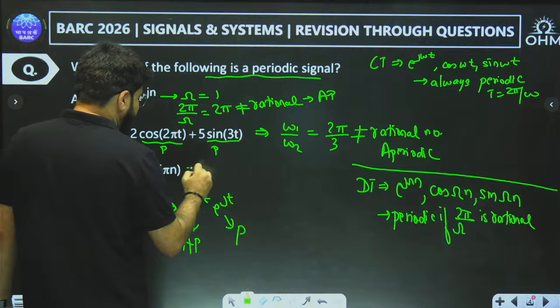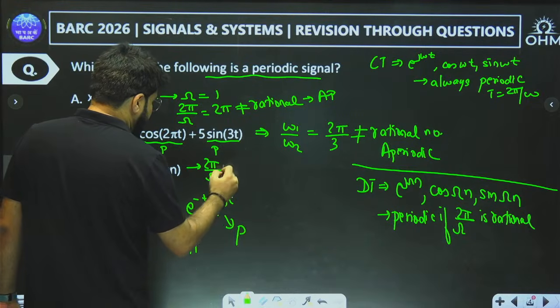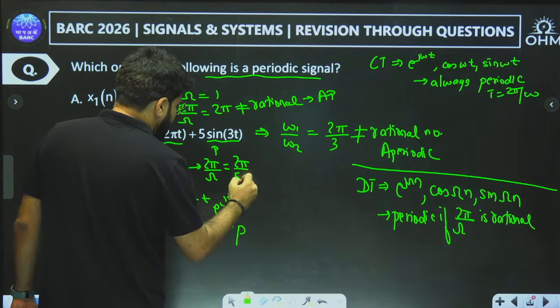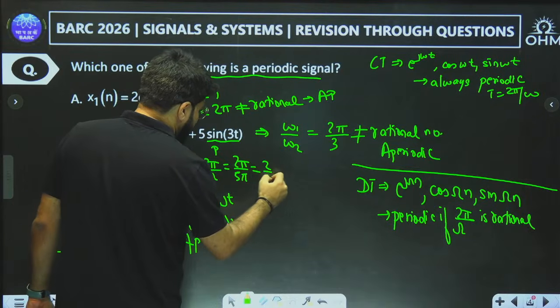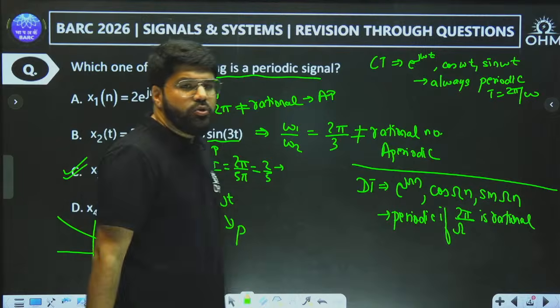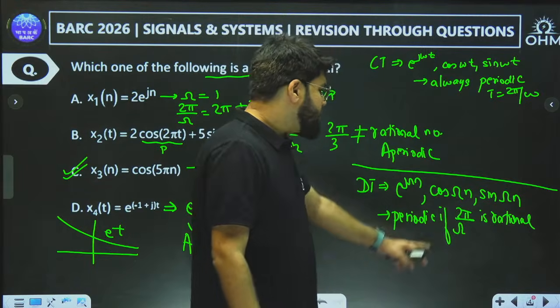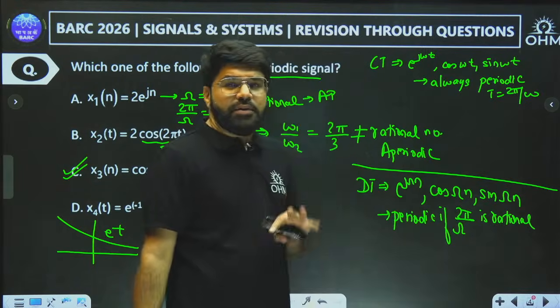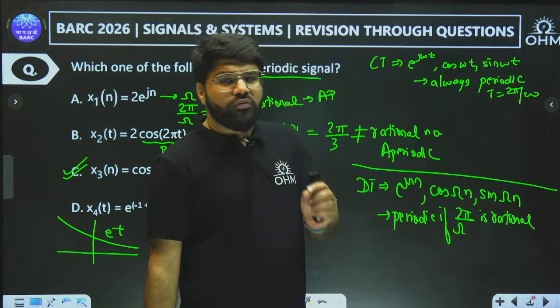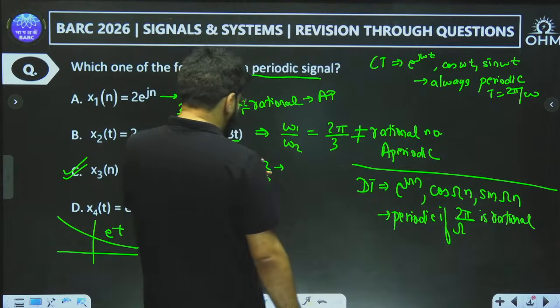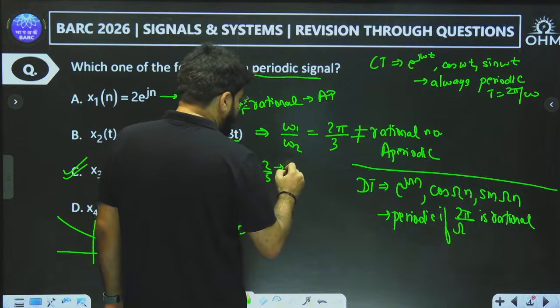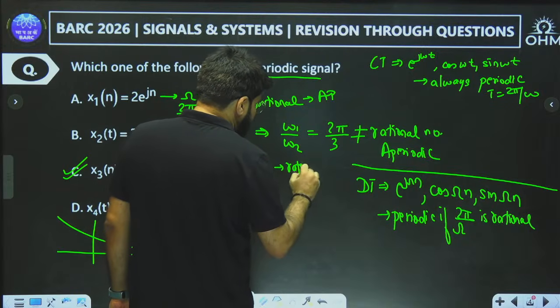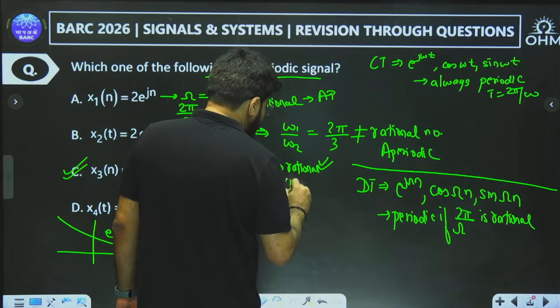Again, if you check 2 pi by omega here, that is 2 pi upon 5 pi, which is 2 by 5. 2 by 5 is the ratio of integers. When I say rational, what do you mean? Any number which can be expressed as the ratio of two integers. Yes, 2 is an integer, 5 is an integer, pi got cancelled. So this one is rational, and because this is rational, the given signal is periodic.